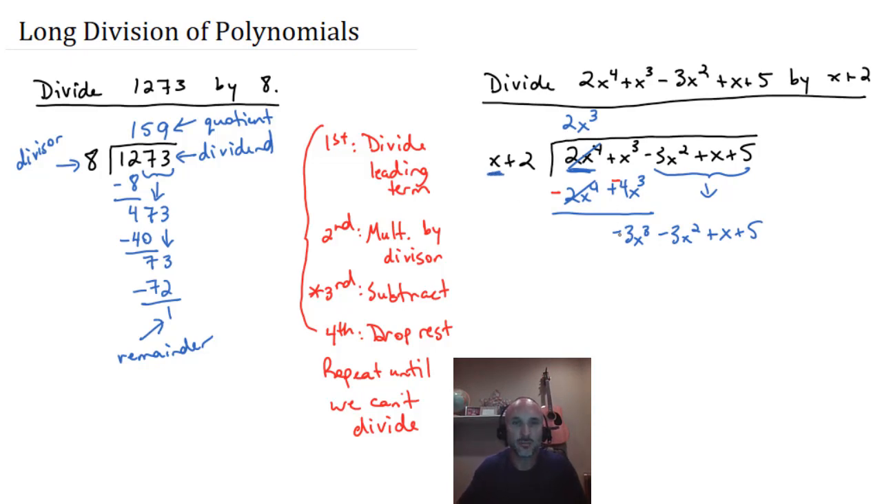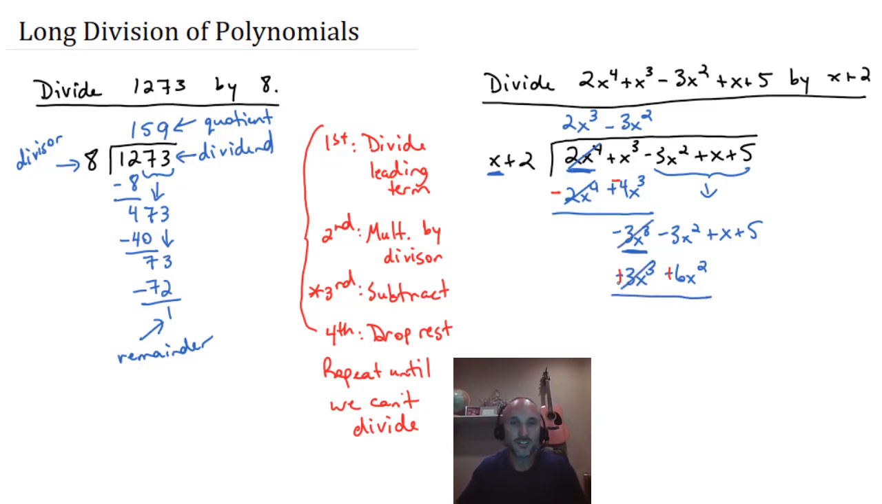I take my leading term x, divide it into my leading term negative 3x to the third. And so what do you multiply x by to get negative 3x to the third? Negative 3x squared. Now I take my negative 3x squared and I distribute it to both terms of my divisor. And that gives me negative 3x to the third minus 6x to the second. And then I have to subtract. So I'm going to distribute the negative, which changes this to a positive and changes that to a positive.